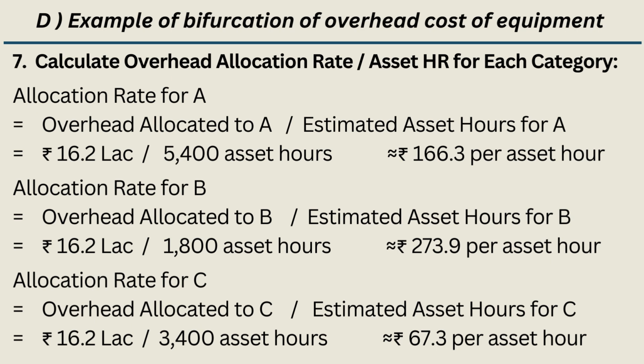Overhead allocation rate for category B. Allocation rate for B equals overhead allocated to B divided by estimated asset hours for B. Equals 16.2 Indian rupees lakh divided by 1,800 asset hours is almost equal to Indian rupees 273.9 per asset hour. Overhead allocation rate for category C. Allocation rate for C equals overhead allocated to C divided by estimated asset hours for C. Equals 16.2 Indian rupees lakh divided by 3,400 asset hours is almost equal to Indian rupees 67.3 per asset hour.